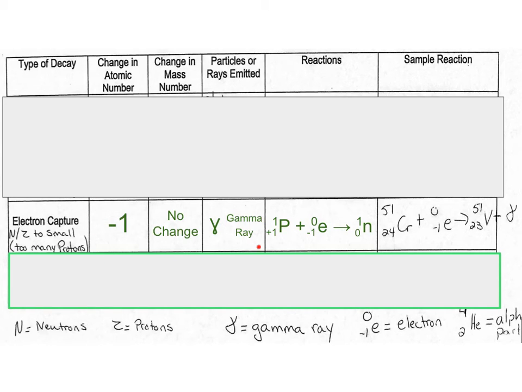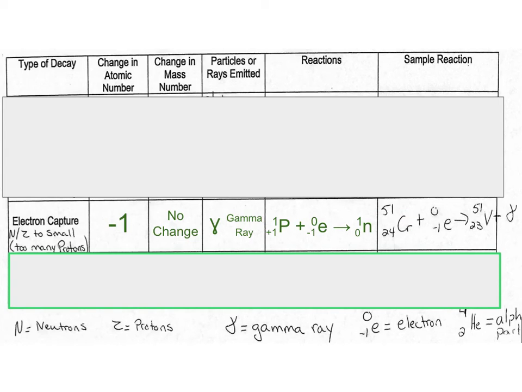What we want to know is, again, the first 3 things that show what's going to be occurring. So, change in atomic number, we're going to decrease our atomic number by 1. We are going to see no change in the mass number. And the particle or ray emitted is going to be that gamma ray. So here is an example of what we would see, and I'm going to look at it on that sample reaction.